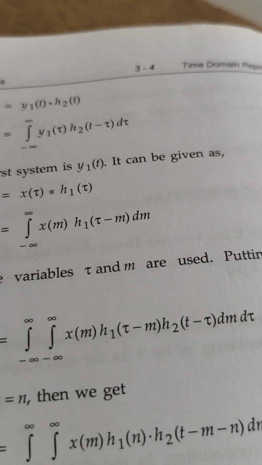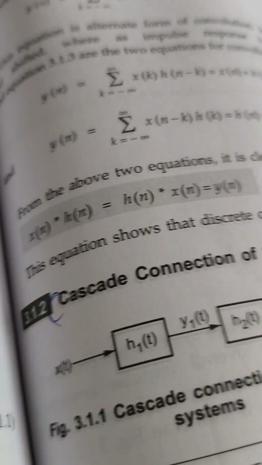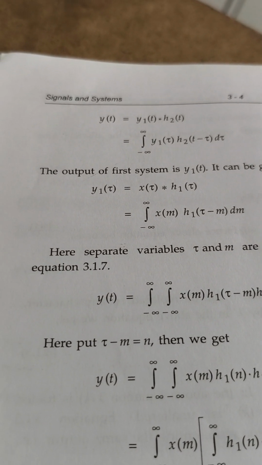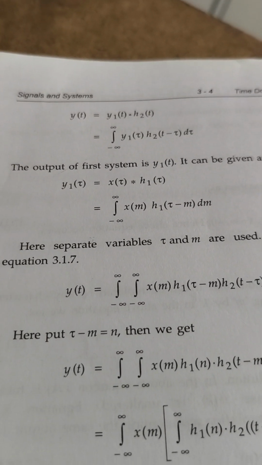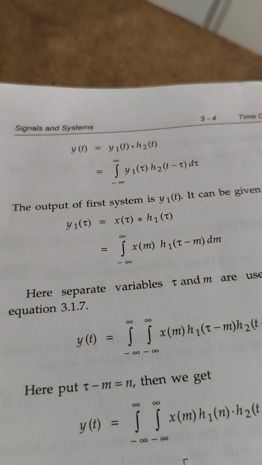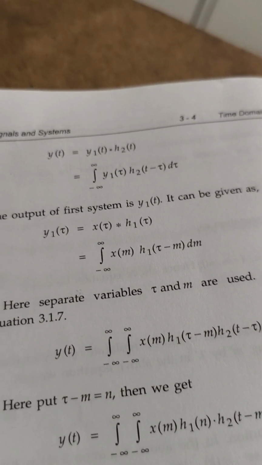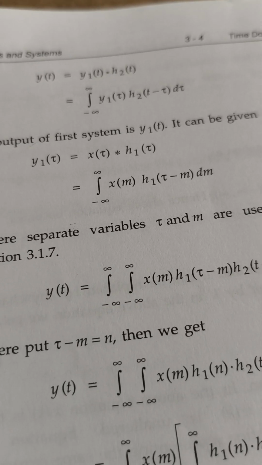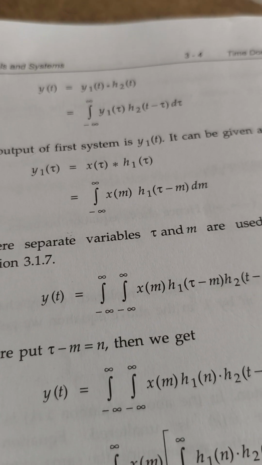But what is y1(t) here? y1(t) is the integration of x of tau into h1 of tau. We can write this as the integration from minus infinity to plus infinity of x(m) h1(tau minus m) dm. Because the variable tau is already used, we take one more variable m to avoid confusion.